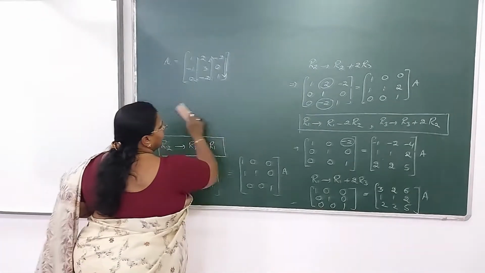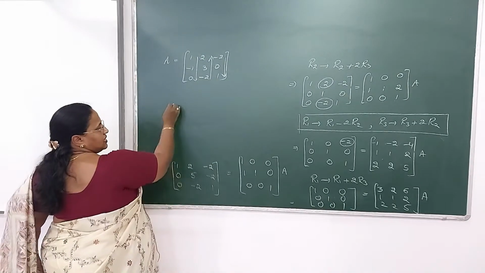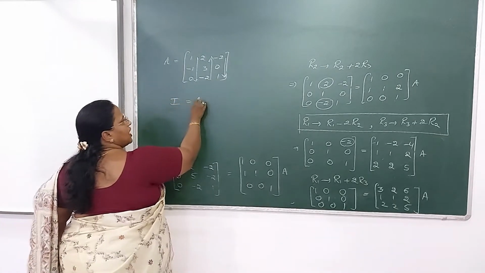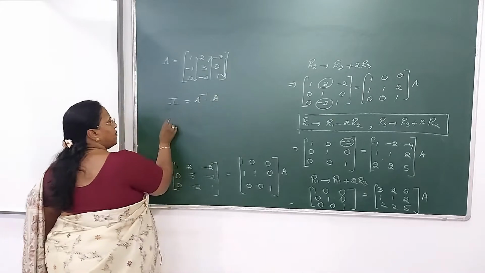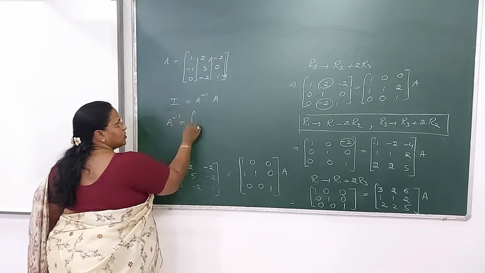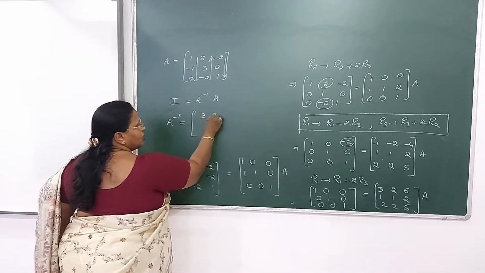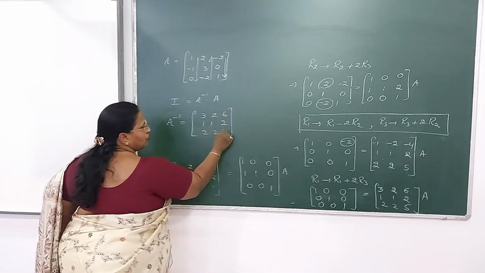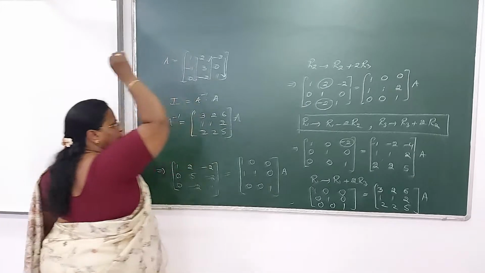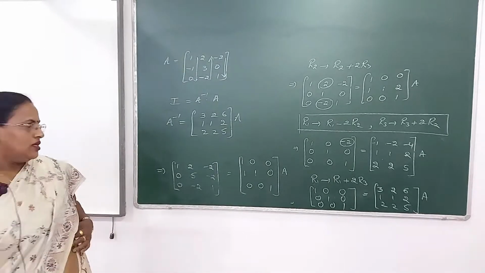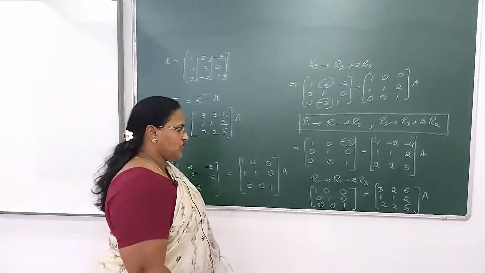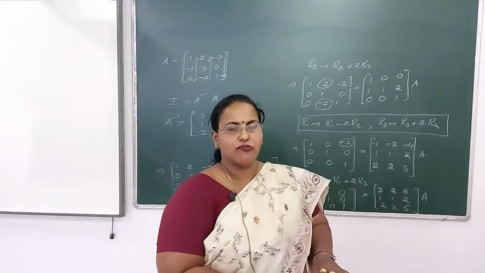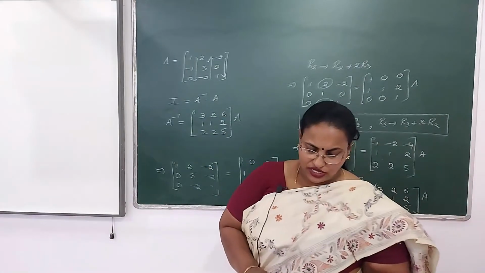And now let me write down the answer. This is I equal to A inverse into A. Separate A inverse from there. So A inverse is 3 2 6, 1 1 2, 2 2 5, into A. So this is the entire procedure of finding out A inverse by elementary transformation.